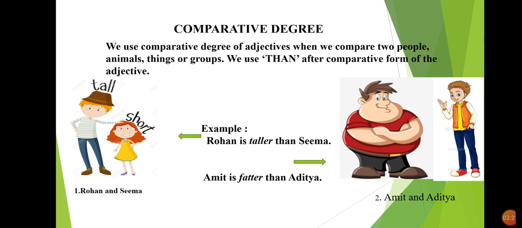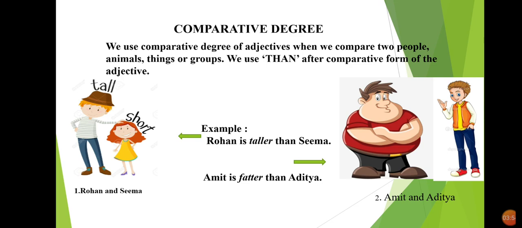Have a look at the second picture, Amit and Aditya. If I ask you who is fat, you will say Amit is a fat boy. And who is thin? We will say Aditya is a thin boy. But when we have to compare, we say Amit is fatter than Aditya. So in the comparative degree, we always compare between two things or two people. And remember, we use than after the comparative form of the adjective.